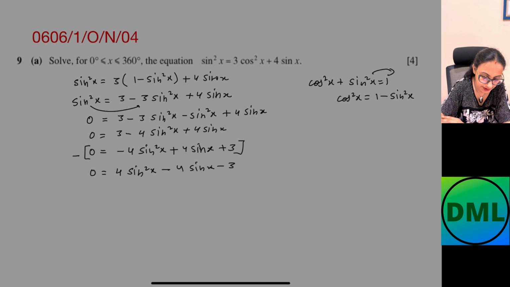This is quadratic in sin square x. I need to solve this equation. That means I need to split the middle term. For that, I'll multiply the coefficients of a and c, 4 and 3.